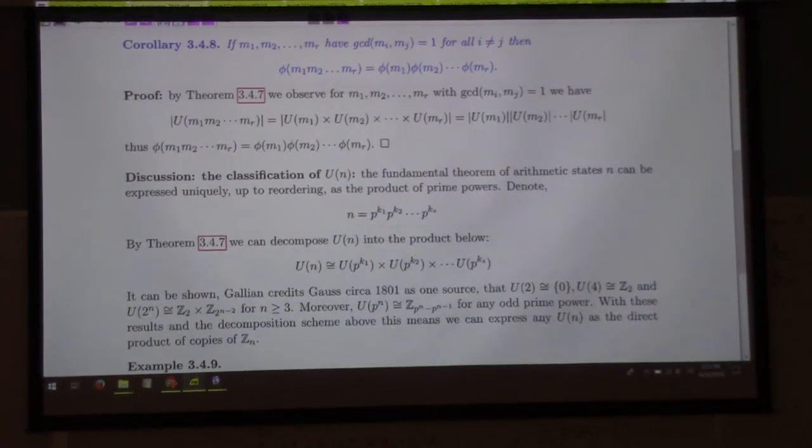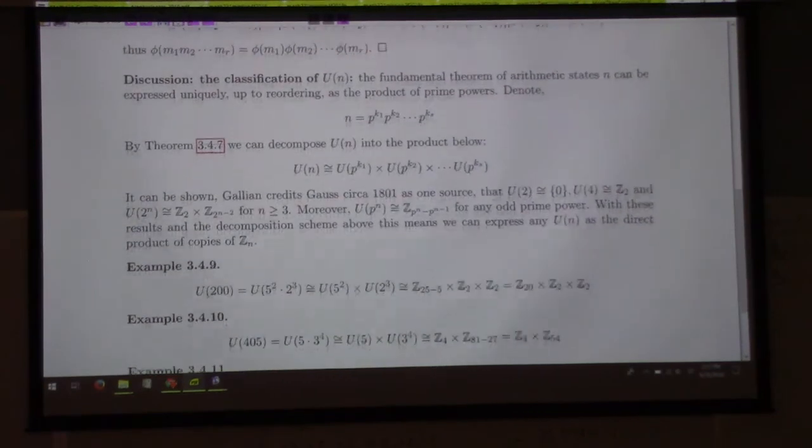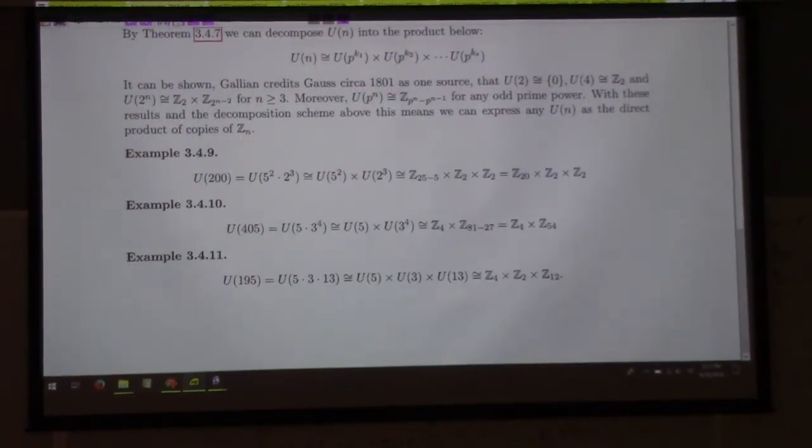And that is very powerful because that means that you can take groups of units and you can figure out what they are up to isomorphism. You can find out how they're isomorphic to particular copies of modular integers, like this. Like 200 is 5 squared times 2 cubed. So we use the theorem, break it up, then use the fun fact here to break that down into Z20.